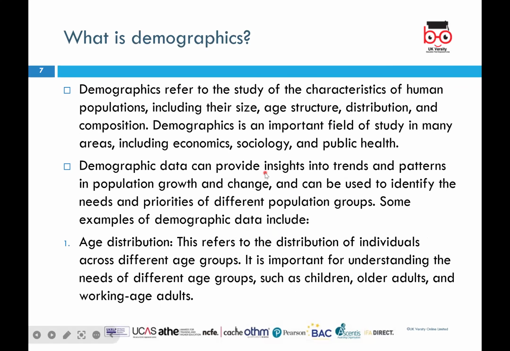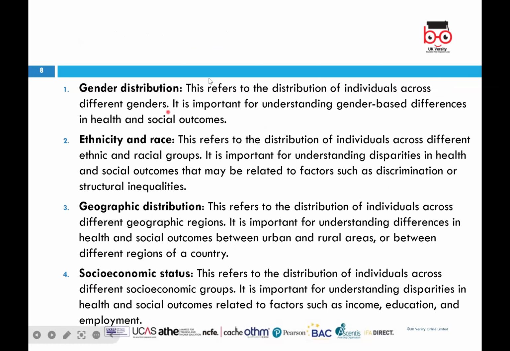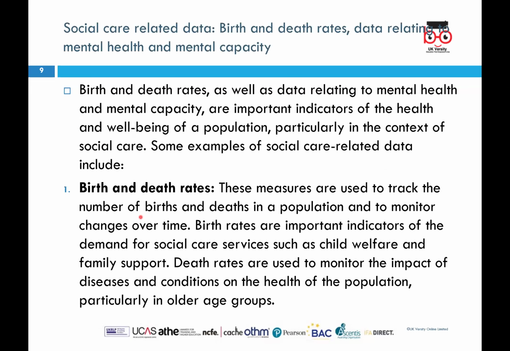Demographics, we talked about, is the study of the characteristics of human populations, which include their size, age structure, distribution, and composition. It's an important field of study in many areas, including economics, sociology, and public health. So we talk about age distribution here. We talk about gender distribution regarding diseases, for instance, regarding deaths, regarding health and other social outcomes. Ethnicity and race, geographic distribution and socioeconomic status. This all comes under the study of demographics.